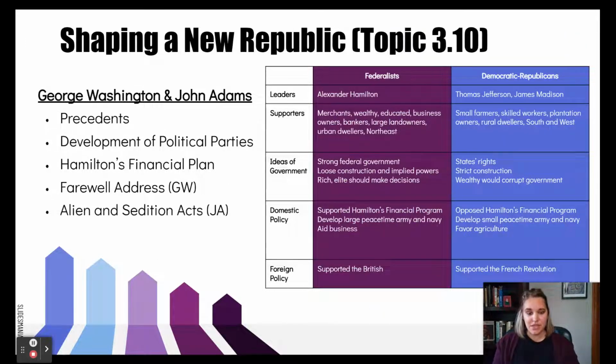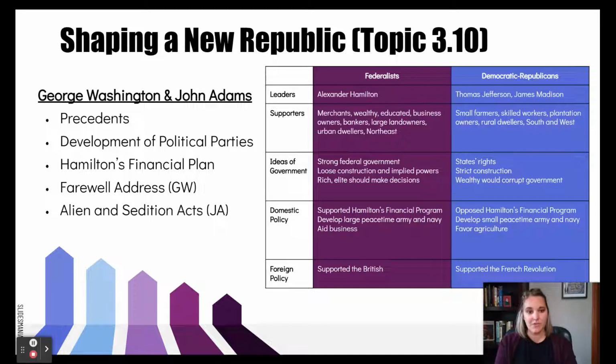All right, another concept related to Key Concept 3.2 is the presidencies of George Washington and John Adams. One of the major things we see happening is that these two presidents are setting the precedents for the nation. There are no other decisions they can look back on and base their decisions on. They are making decisions that future presidents will look back on and make adjustments or follow. We also see the development of political parties.